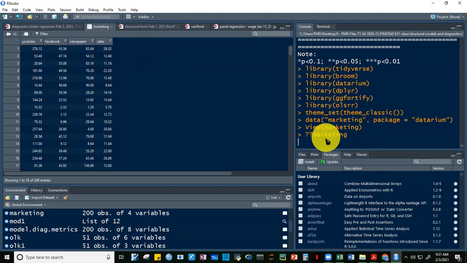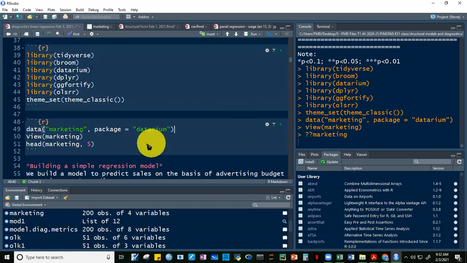Sorry, I didn't check kung ano yung dimension. But let's just assume that this is in millions or in thousands. And then these are the ads that we place on YouTube, Facebook, and newspaper. Okay, so going back here. Okay. So tingnan natin yung first five.